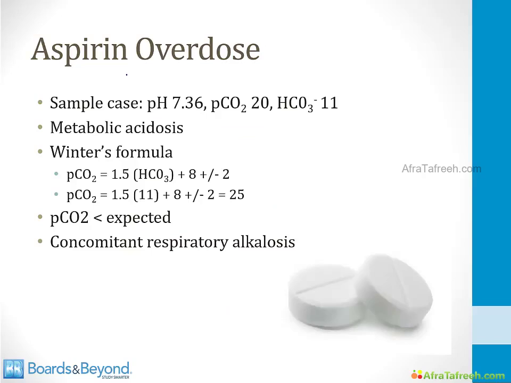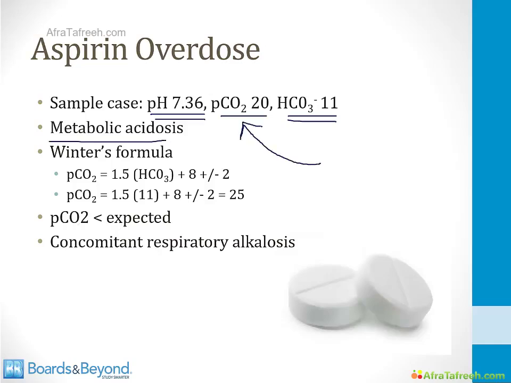So this will make a lot more sense if we just go through a sample case. So here's a patient with a pH of 7.36, a carbon dioxide of 20, and a bicarb of 11. So the pH is below the normal range very slightly. 7.37 is the bottom of the normal range. So this is an acidosis. And the bicarb is low, so it's a metabolic acidosis. And the CO2 is also low, which could be normal respiratory compensation, but it's not because this is an aspirin overdose. And the way we figure that out is by using Winter's formula.